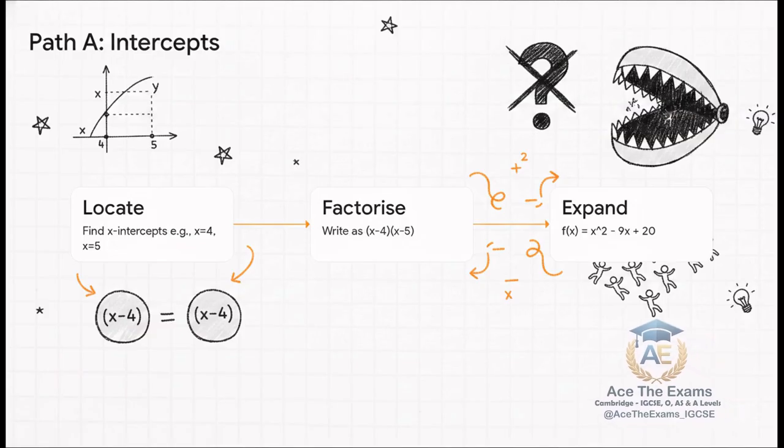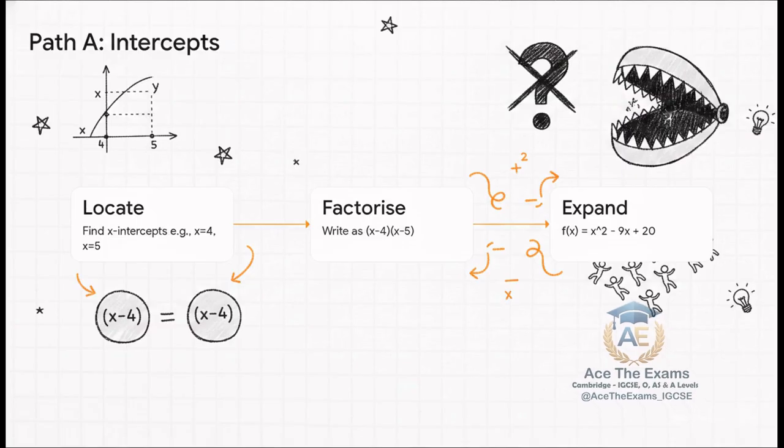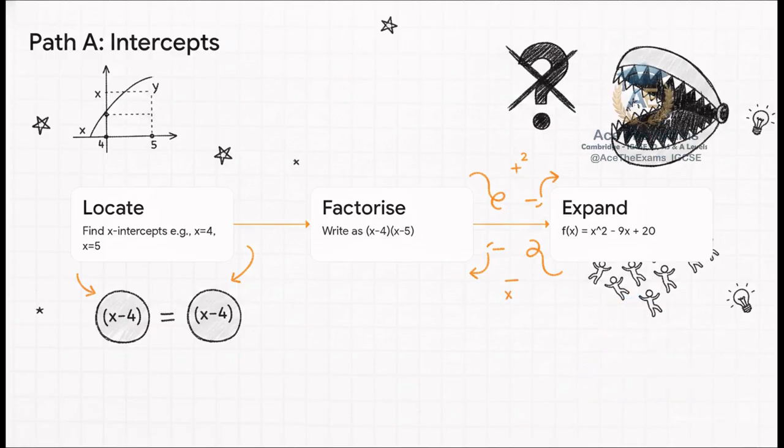Step 2, write these intercepts into factorized brackets. Since x equals 4, your factor is x minus 4, and since x equals 5, the factor is x minus 5. Step 3, simply expand the brackets using standard algebraic multiplication, and boom, you get f of x equals x squared minus 9x plus 20. Seems incredibly straightforward, doesn't it?